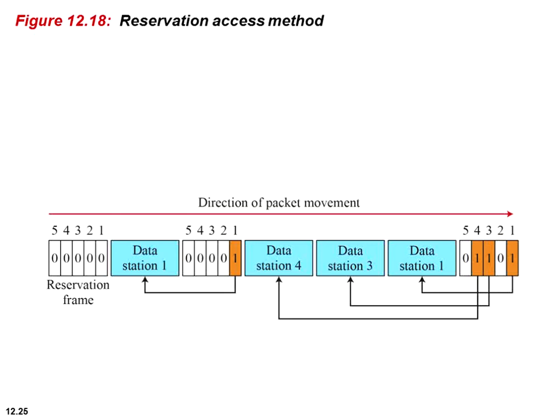As you can see over here, it shows a situation with 5 stations and a 5 mini slot reservation frame. In the first interval, only stations 1, 3 and 4 have made reservations. In the second interval, only station 1 has made a reservation.